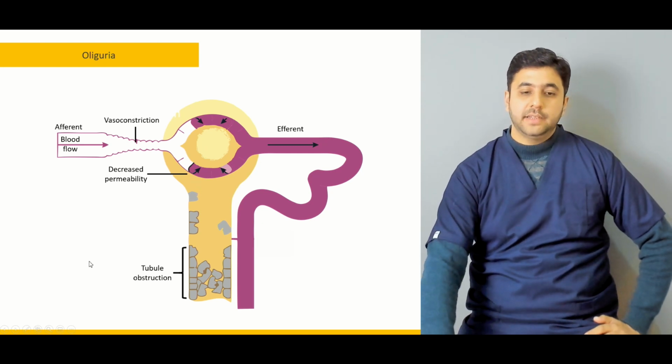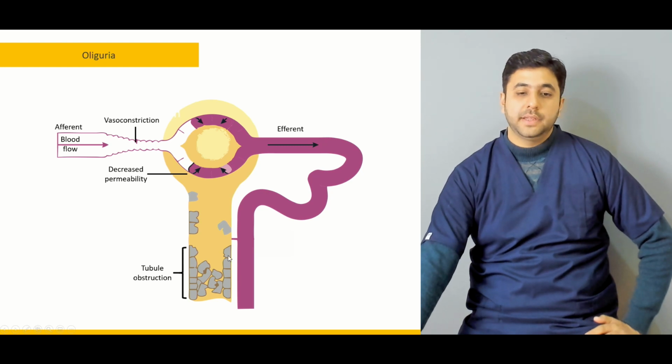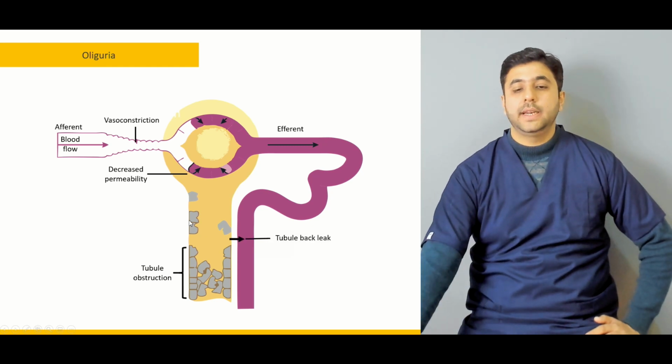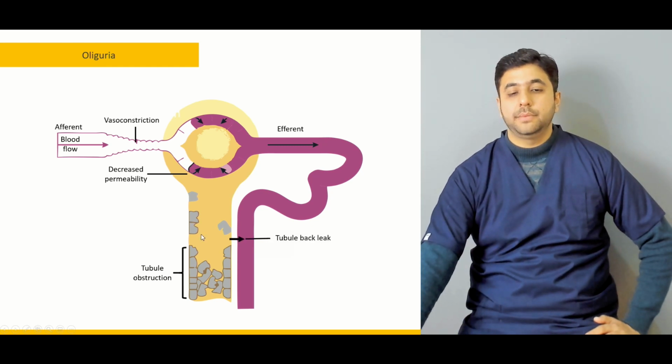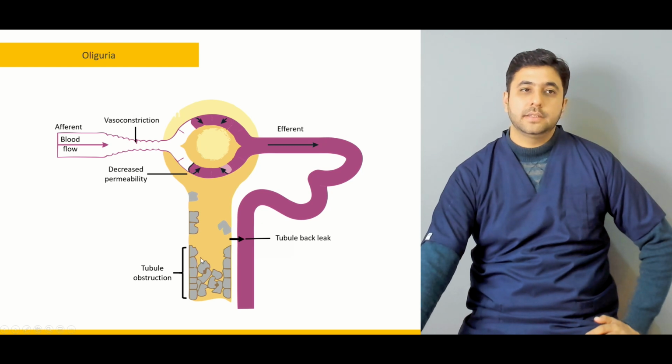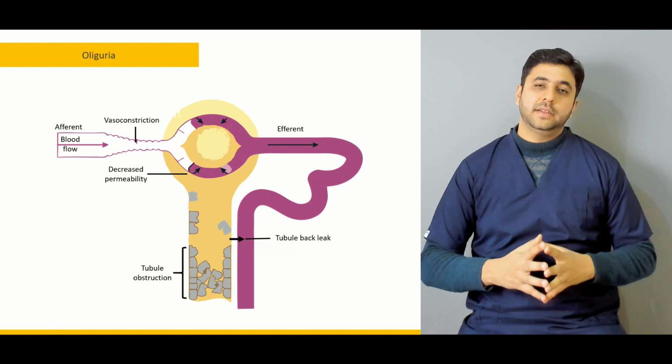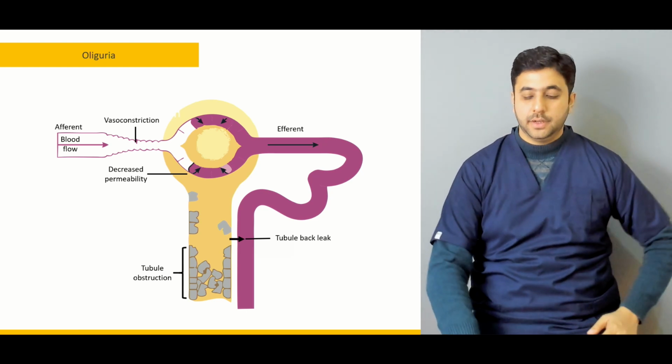And finally, if there is some obstruction, for example, there are some stones or cancer or BPH in male patients, that tubular obstruction can lead to a decrease in urine production over a period of 24 hours. And that can also lead to an increase in the tubule back leak when the urine collects here and increases the backward pressure. This is a simplified diagram explaining the oliguria. The major terms which I have explained previously, explaining the azotemia, are the ones which you should keep in your mind.